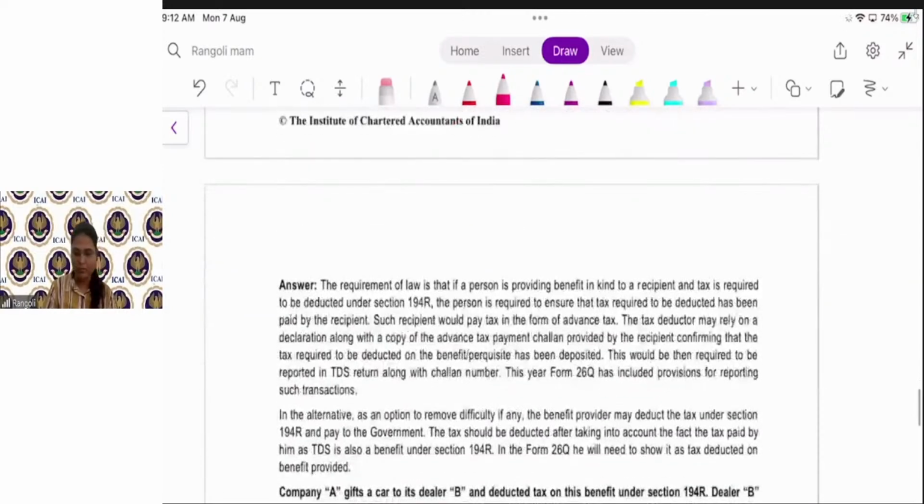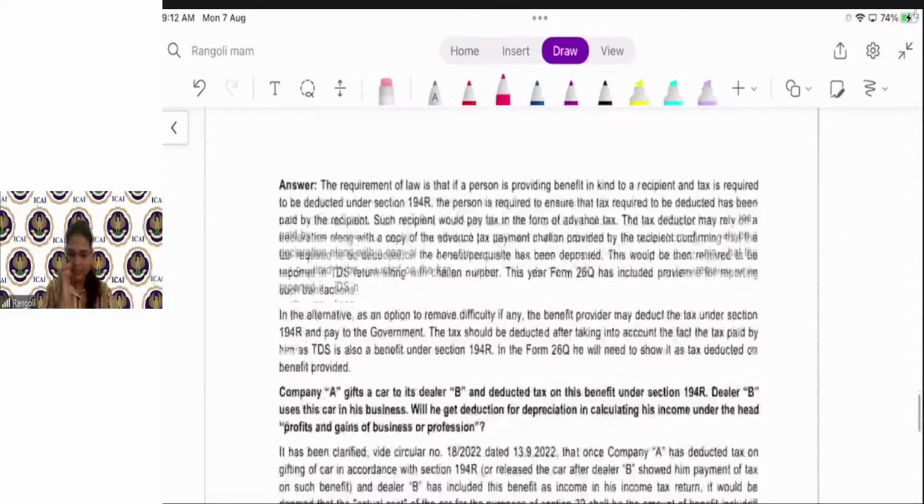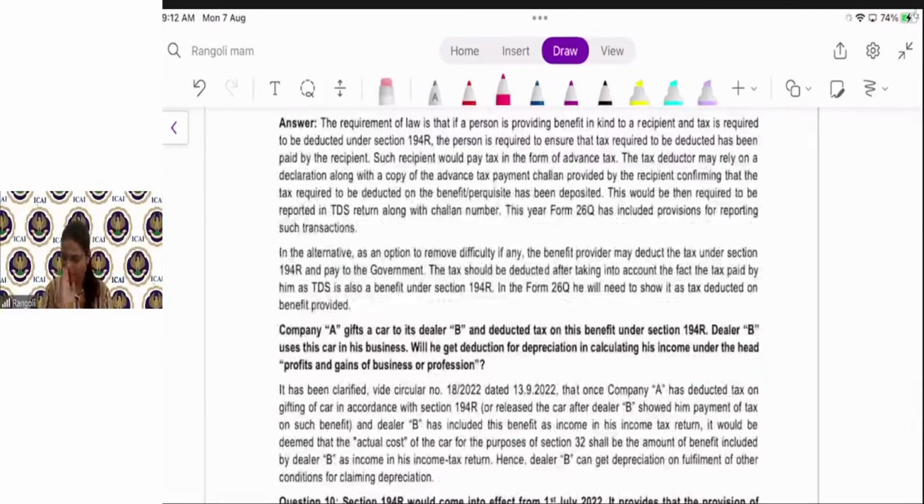How will you know? Say for example, if you are giving a laptop to the customer, then the entire benefit is in kind, right? So how will you know how to deduct TDS? In that case, the laptop is free of cost. See, if you are selling to the customer, then this provision is not applicable. It applies to a benefit or perquisite that is given free of cost.